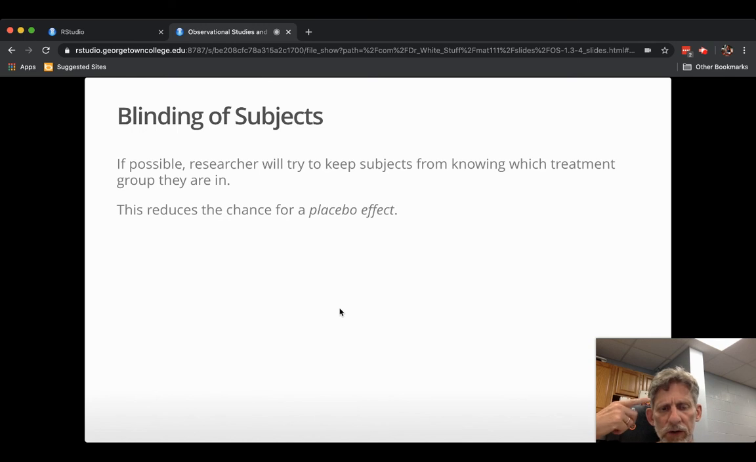So the terminology is strange here, but when you introduce a placebo into an experiment, it takes away the placebo effect.